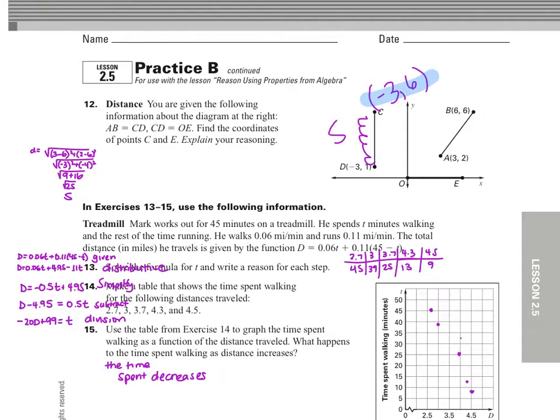Okay, so then this is where it got a little rough, and I went a little easy on you guys. Okay, 12, it said, if you're given the following information about the diagram at the right, if AB equals CD and CD equals OE, find the coordinates of points C and E. So you should have remembered the distance formula. This is hopefully making you review, but the distance formula would tell you that the length of that segment is 5. And so if I want to get from D to C and it's a vertical line, I'd have to just count up 5 points, and it should have gotten negative 3.6.